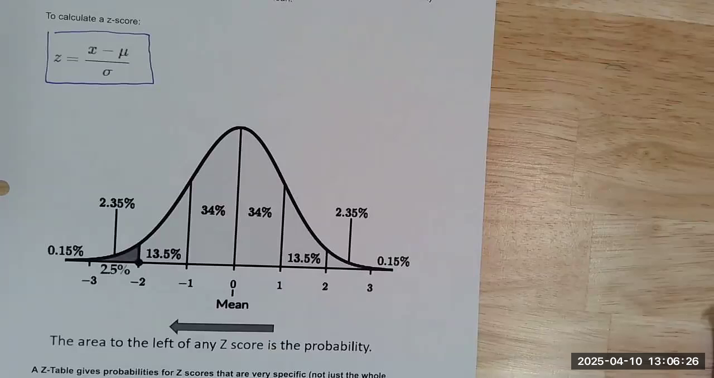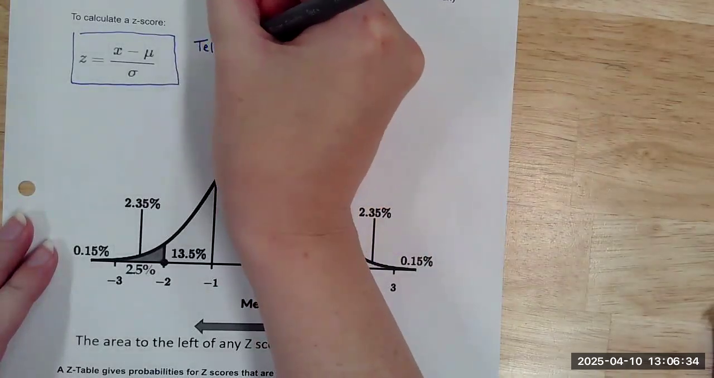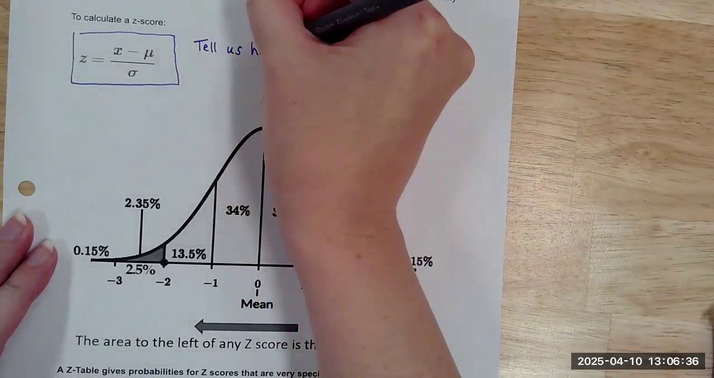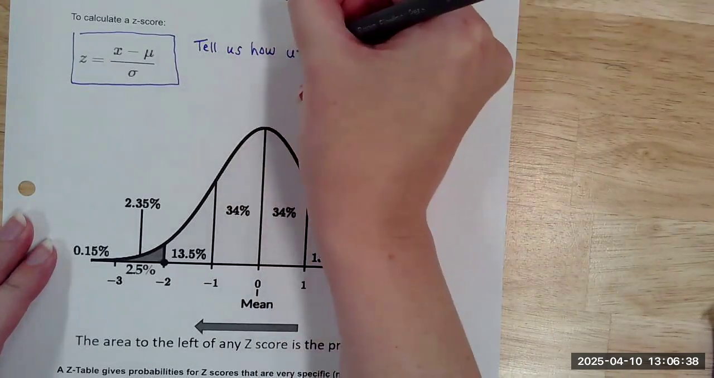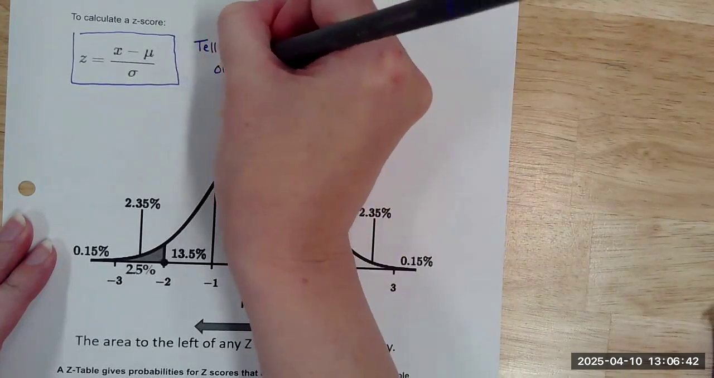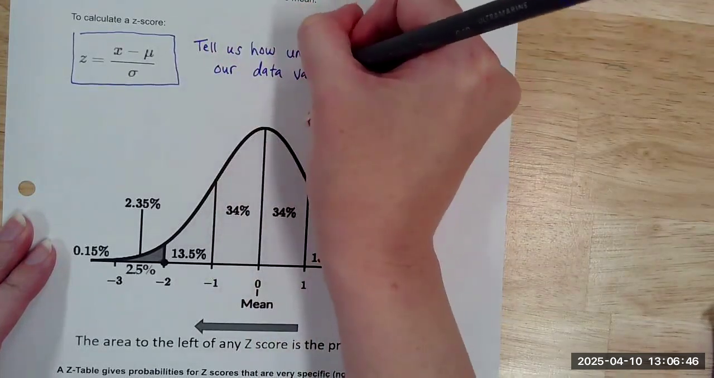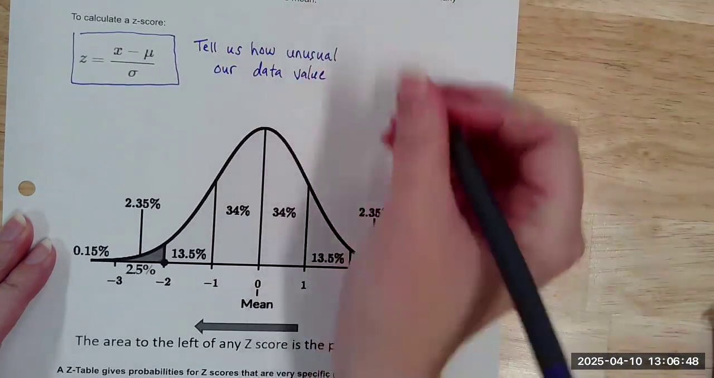So z-scores tell us how unusual the data is. Okay. So I'm going to write that off to the side over here. They tell us how unusual our data is. And I'll say data value is because we're usually talking about a particular value.